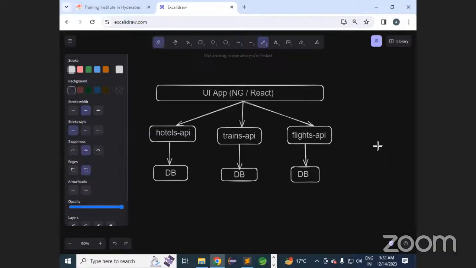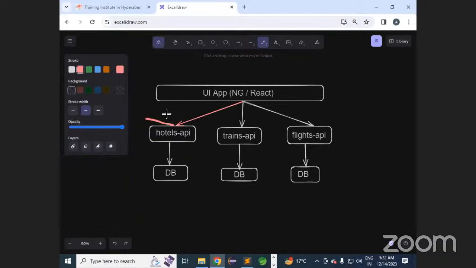So the incoming request will be handled by multiple servers. Are you clear? And one more thing. Suppose there is a problem in the hotels booking, what about the trains and flights? Any problem? Three projects are running in three servers. One server failed. Any problem? Is there a single point of failure or not?